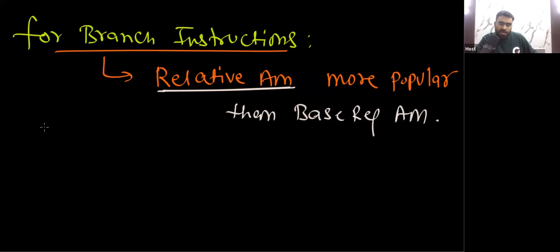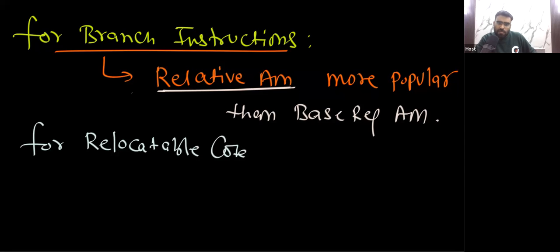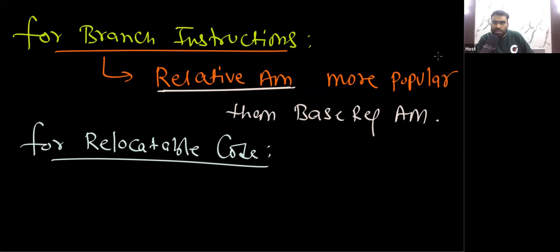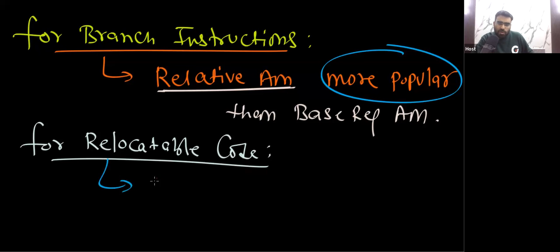And if you want to write relocatable code, of course, you can use both. Remember, I am just saying which is more popular. Of course, you can use both of them. But for relocatable code, I can say base register addressing mode is more popular.